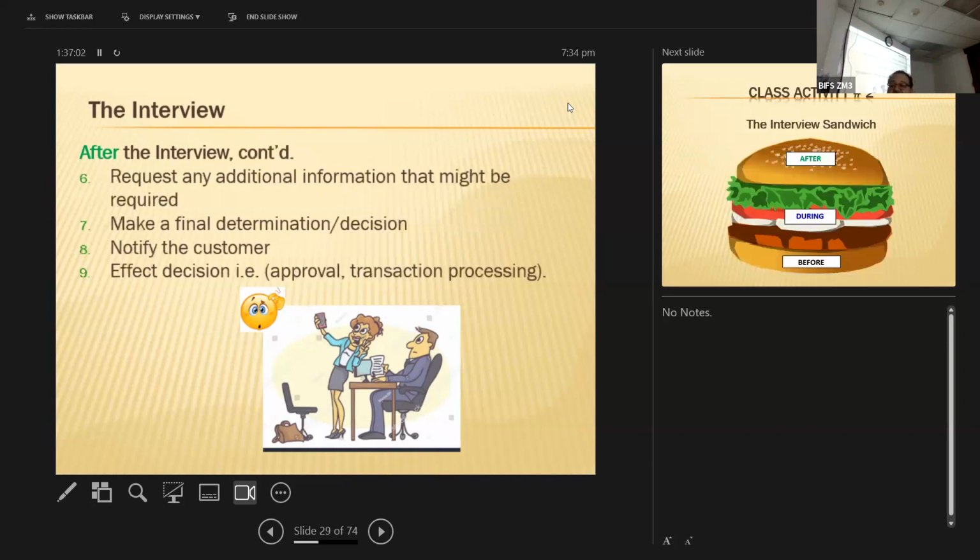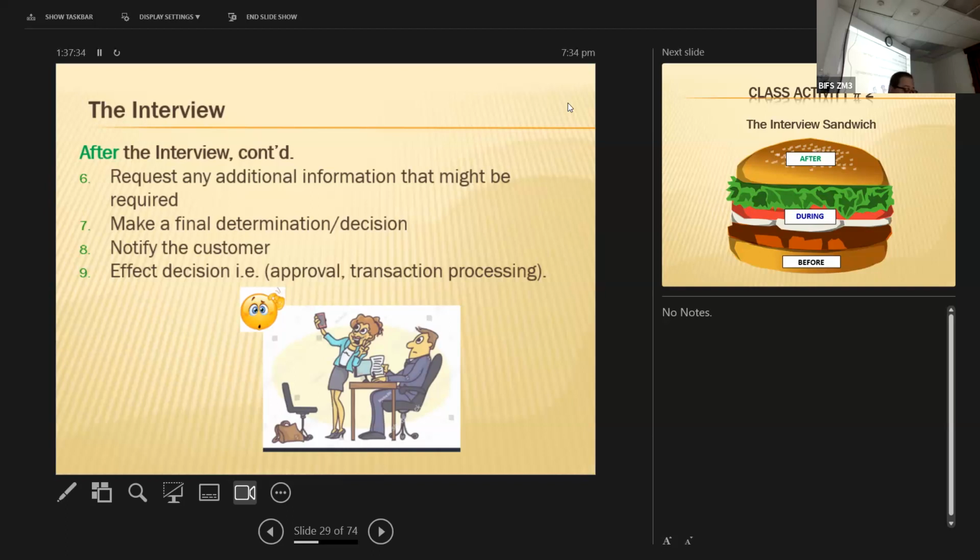So number 6, request any additional information that might be required. Make a final determination or decision. So this is where the final decision is made. If you have everything that you need to make your recommendation, you make your recommendation, and you forward it up the line for the decision to be made. Okay.